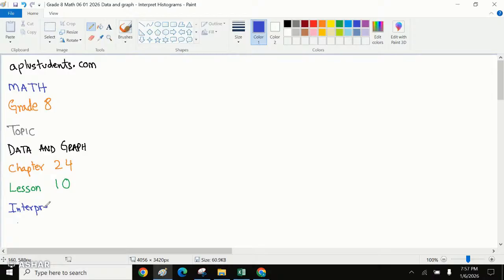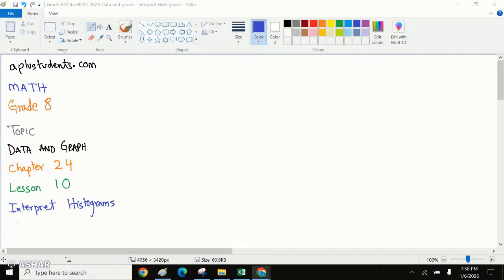Interpret histograms. Let's see what histograms are. Okay, we are looking at histograms today. A histogram is basically a representation of data in which you have multiple bars. Once we open the question, we'll have a better look.